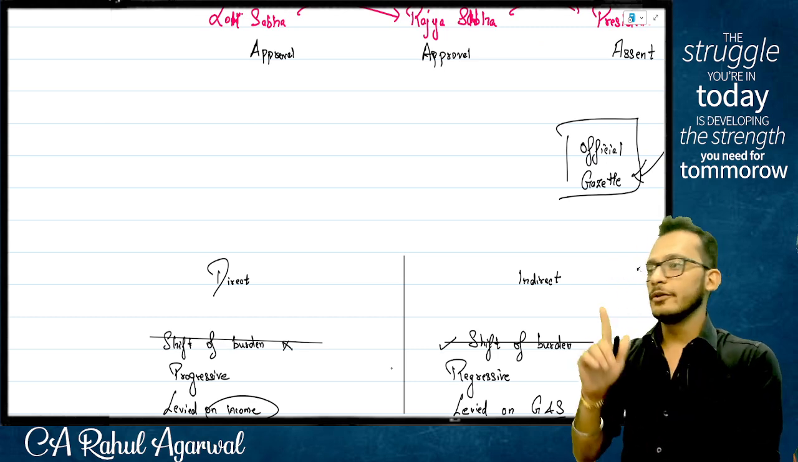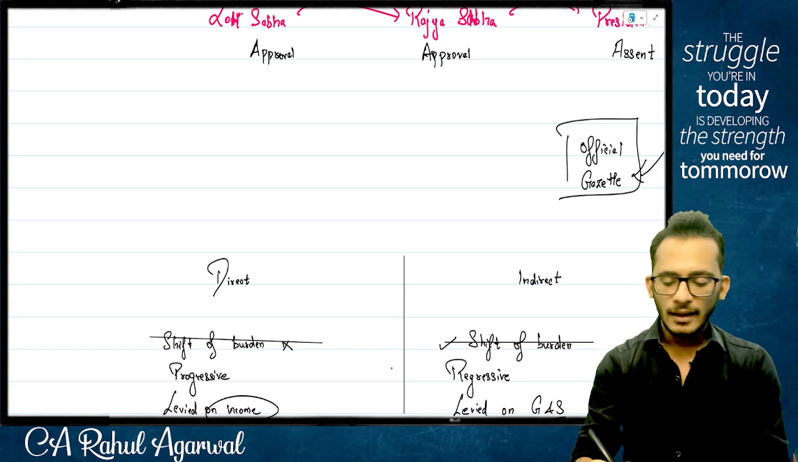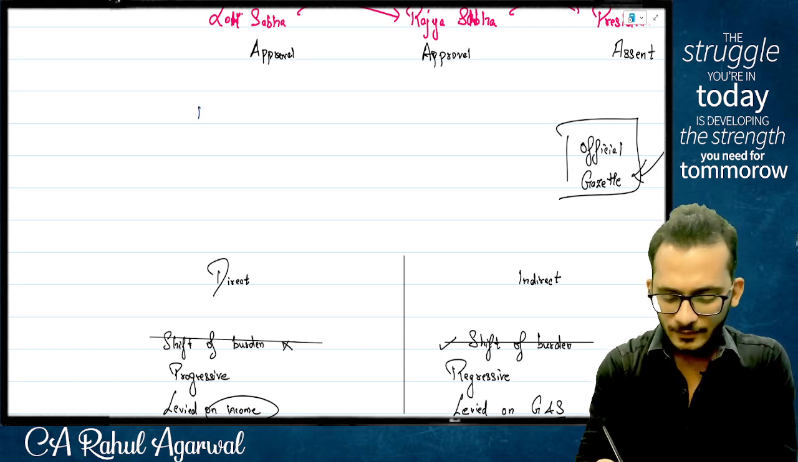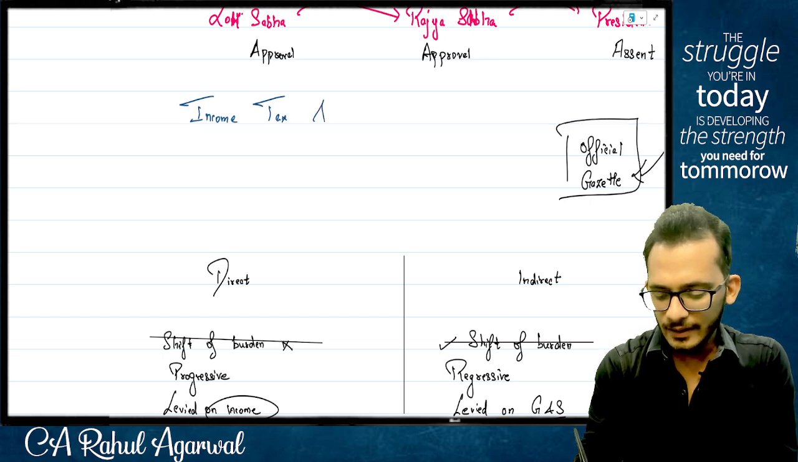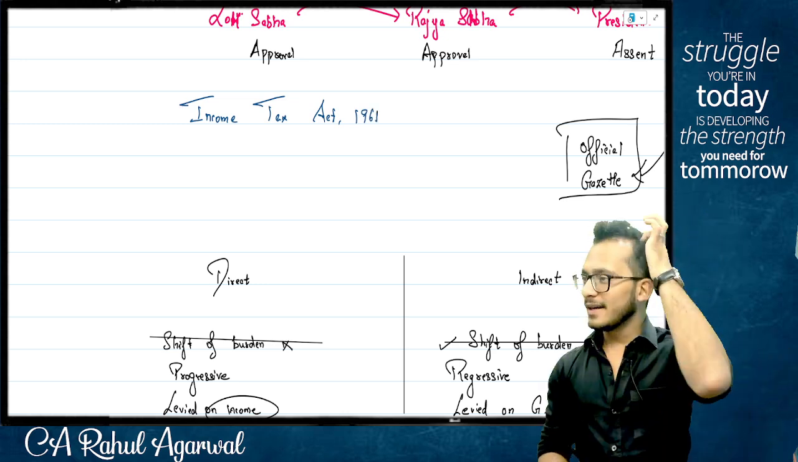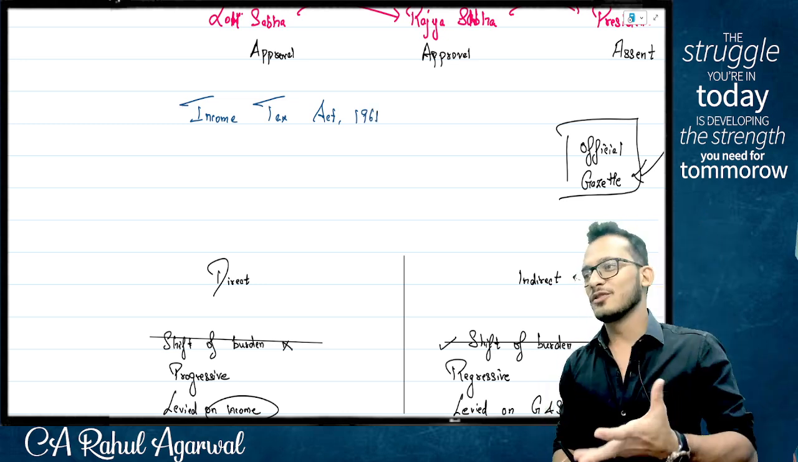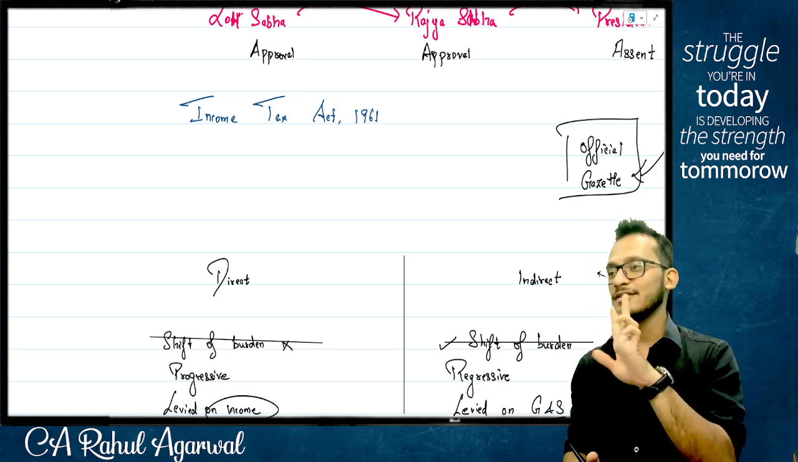For you to have laws, you need to first have an act. Under income tax, the act is called the Income Tax Act 1961. But my subject is a little more special. It doesn't just have one act, it has two acts.